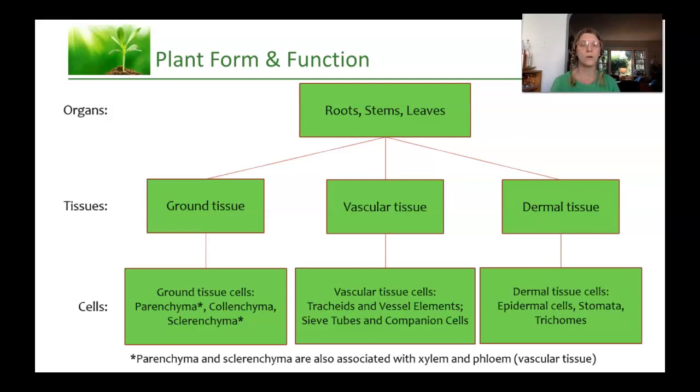In ground tissue, we have parenchyma, collenchyma, and sclerenchyma. And in vascular tissue, we have the tracheids, the vessel elements, the sieve tubes, and the companion cells. And then in the dermal tissue, remember, these are probably the terms you've heard more often, which are epidermal cells, which you know from your own skin, but also stomata, remember that's associated with gas exchange, and trichomes, which we'll talk about later.